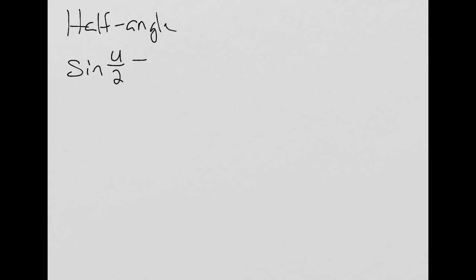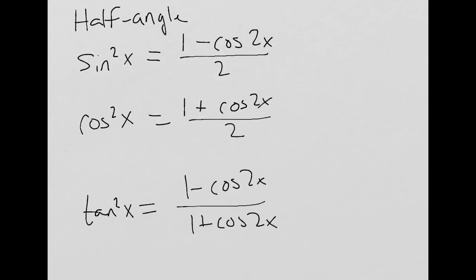But if I really want the full half angle, I can use that to come up with these and get something like this. Plus or minus the square root of 1 minus cosine u over 2. So what I did to come up with this is, if we look back here, instead of this being 2x and this x, I made this u and this u over 2.